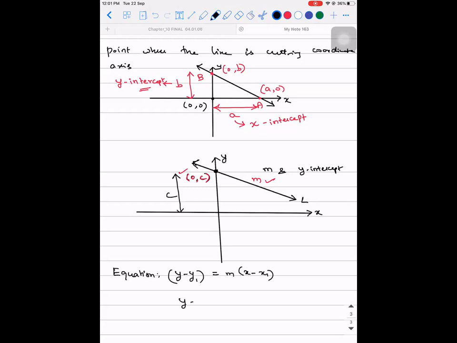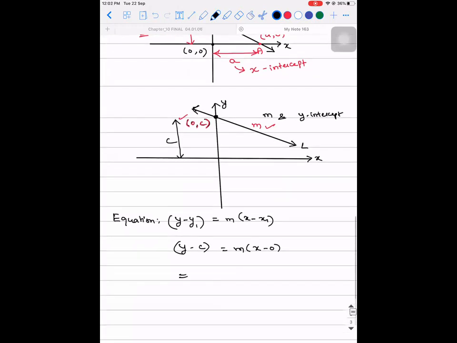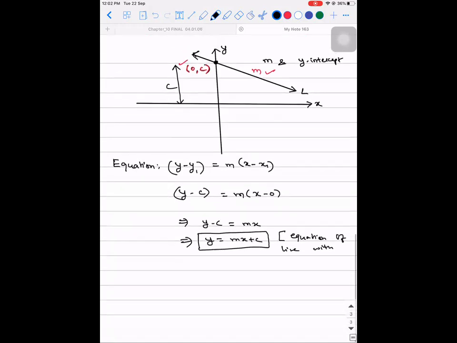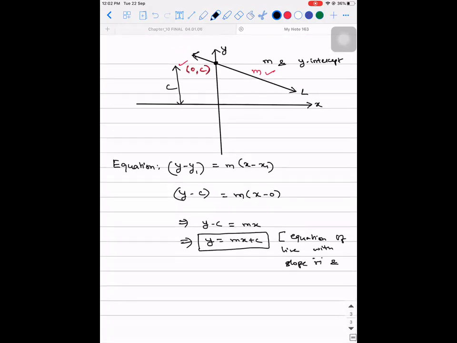So y minus, what is the value of y1? It is c. Is equal to m into x minus 0. So y minus c is equal to mx, which implies y is equal to mx plus c. This is the equation of line with slope m and y-intercept c.